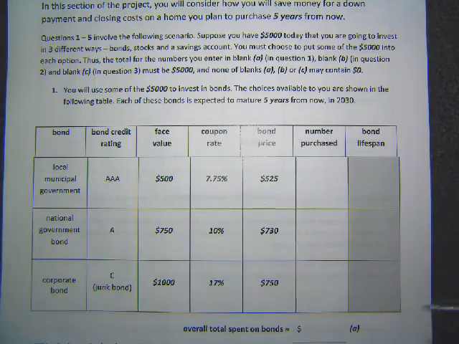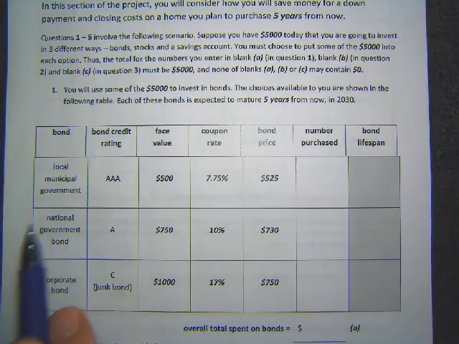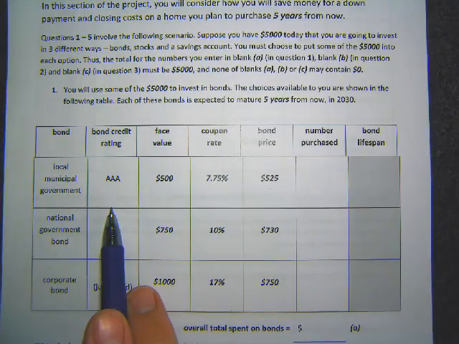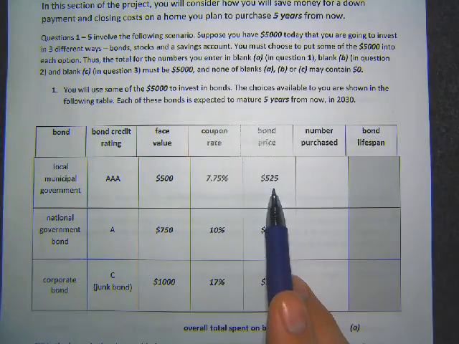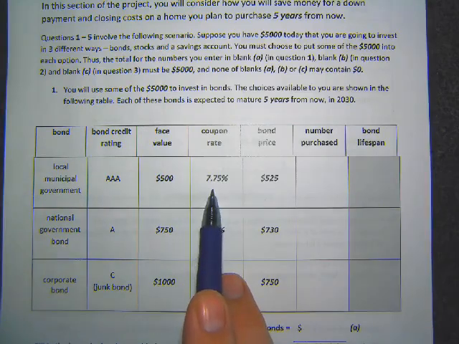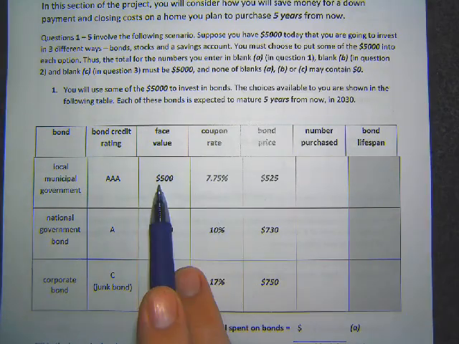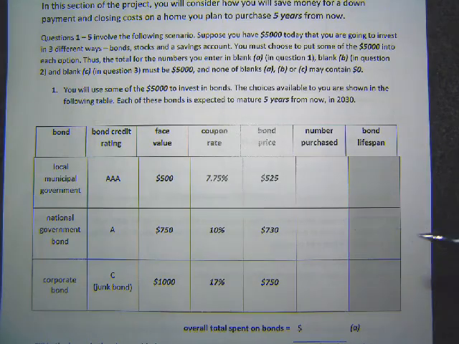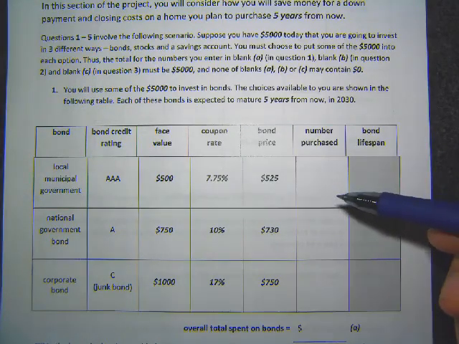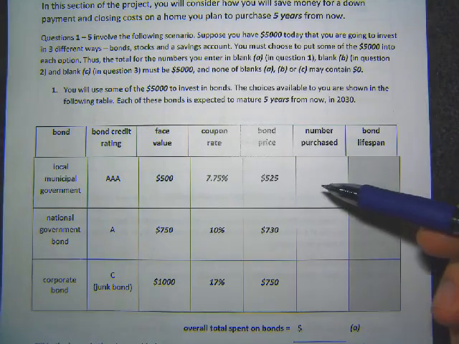There are 3 different bonds. There are the locally municipal government bonds, which are AAA rating. Their face value is $500, but they are selling at $525 right now. So when you buy them, you'll be spending $525. They do have a 7.75% coupon rate, so that's the interest rate based on the original face value. You can choose a number of these. You have to choose whole number amounts. You can't buy half a bond or a third of a bond or anything like that.